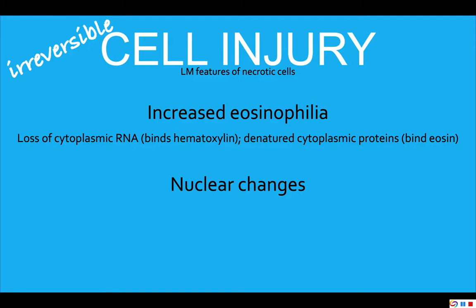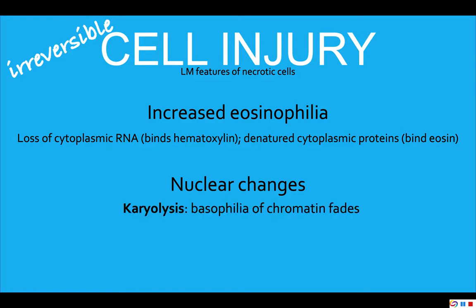This is because as a cell is irreversibly injured and starts to undergo necrosis, you're going to lose that cytoplasmic RNA, and that's what's binding the hematoxylin, which is the purple dye, and you're denaturing those cytoplasmic proteins, and those are what bind eosin. So you're having more eosin staining, more spread out as these are denatured, and you're losing a lot of that purple stain. And then you're also going to have nuclear changes. There are three main nuclear changes that you're going to see in cells as they're becoming necrotic.